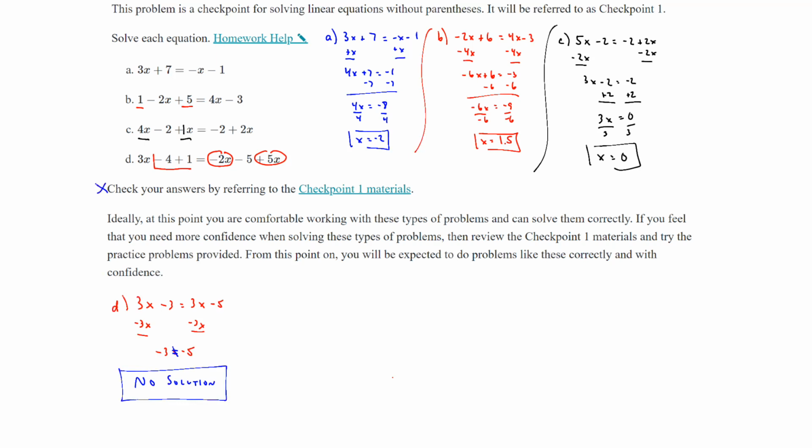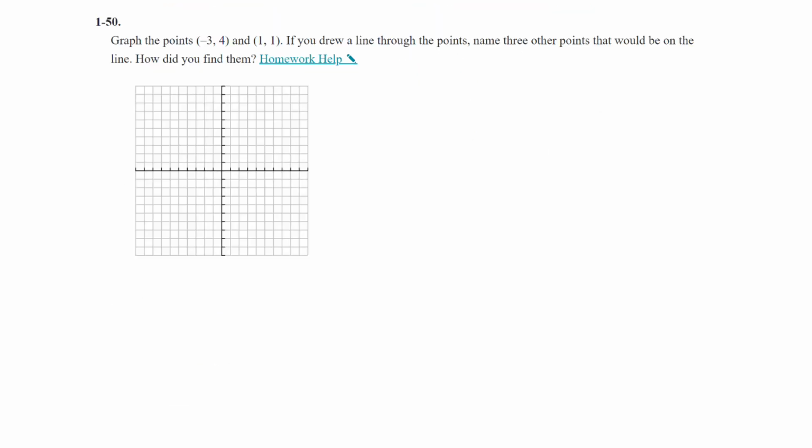Now, it does say check your answers by referring to the Checkpoint 1 materials. Also, ideally at this point, you are comfortable working with these types of problems and can solve them correctly. If you feel that you need more confidence when solving these types of problems, then review the checkpoint materials and try the practice problems provided. From this point on, you will be expected to do problems like these correctly and with confidence. So if you are working on these problems and you still don't feel confident in doing them, make sure you come in and get a little extra help, and these are going to continue to show up, so you just keep working on them and checking them.